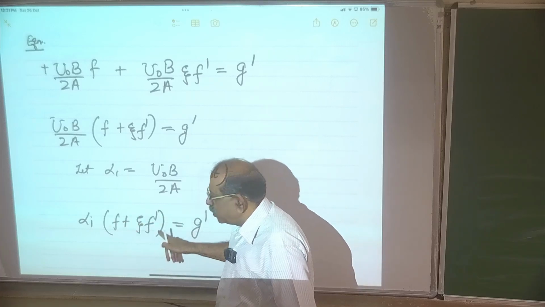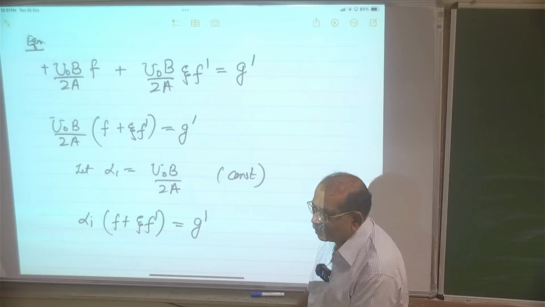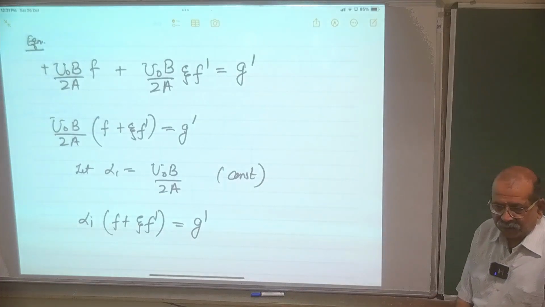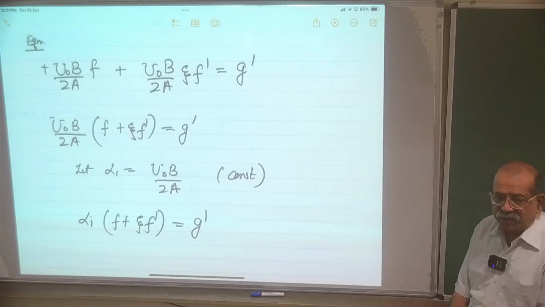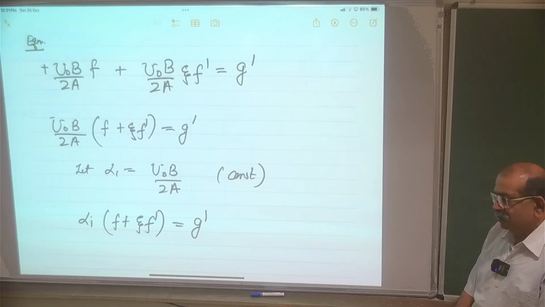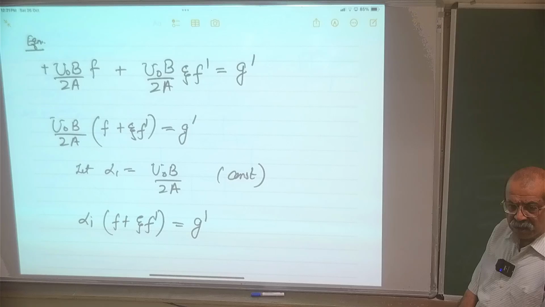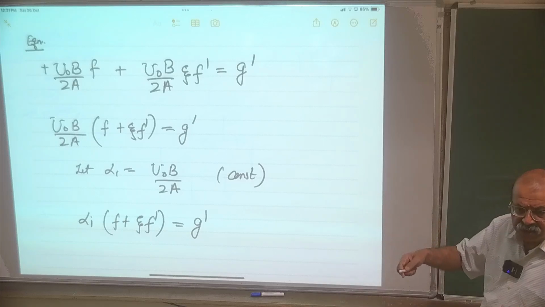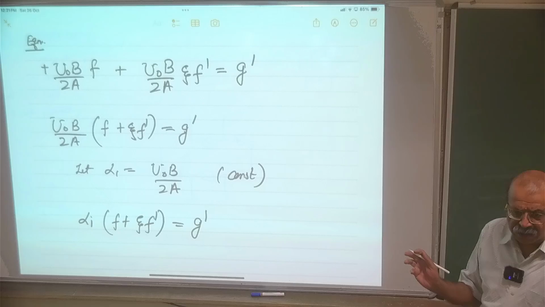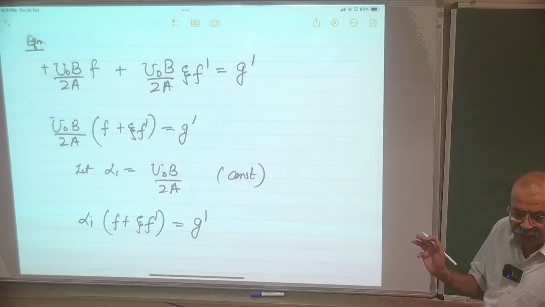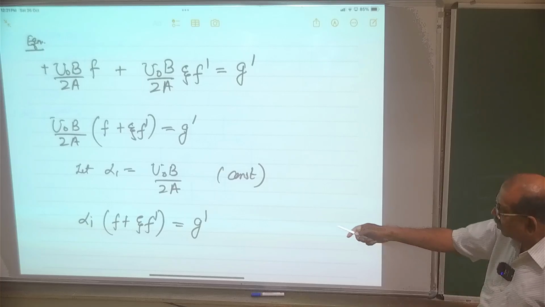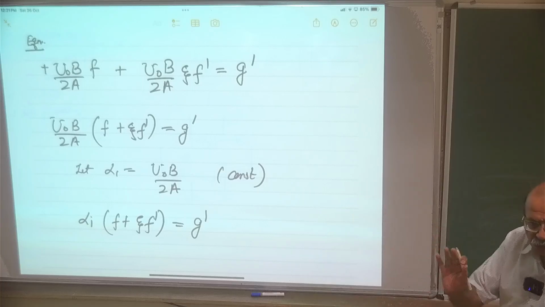Can I write this bracketed term in a simpler form? Can it be written as a total derivative of something? Zeta doesn't matter, right? G and F are functions of zeta. It's just a variable. Zeta is basically y by L, but it doesn't matter because here the equation is an ODE in zeta.